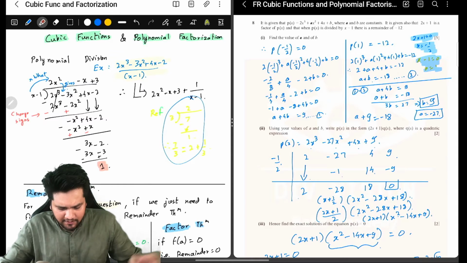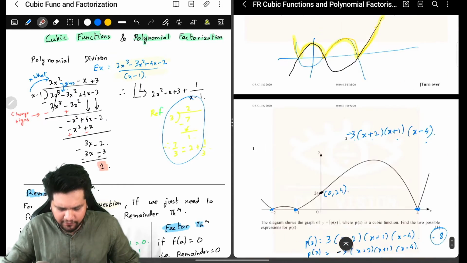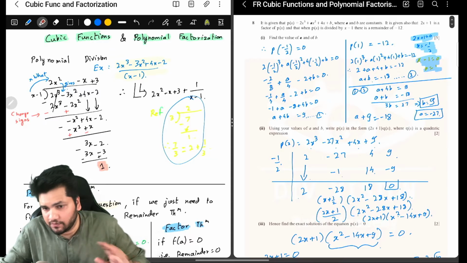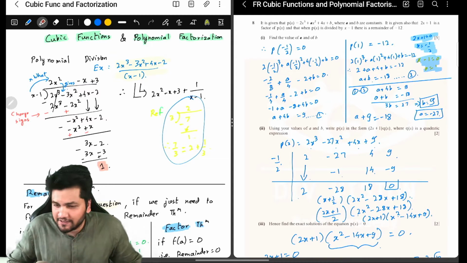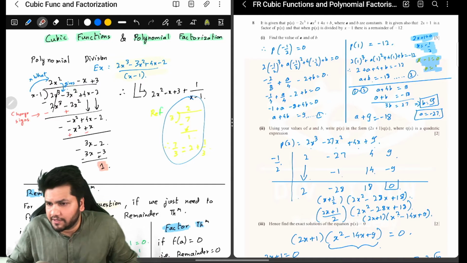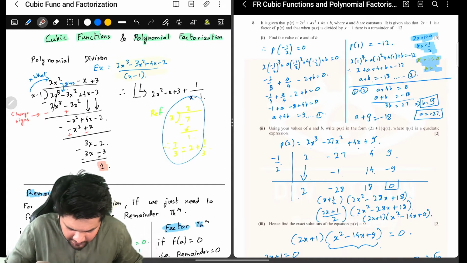So I've selected five questions which they can ask you with respect to the cubic function and polynomial factorization. These are obviously based on recent past papers. So let's start with this.